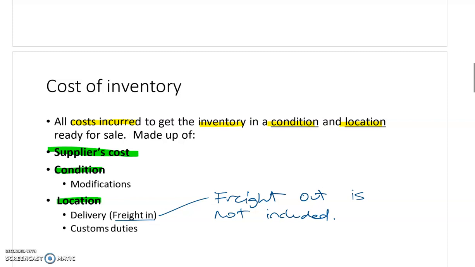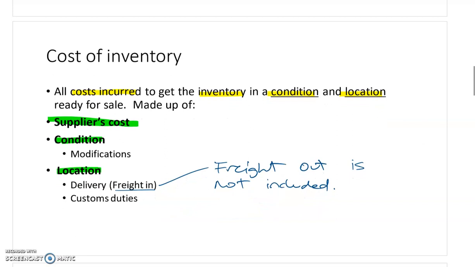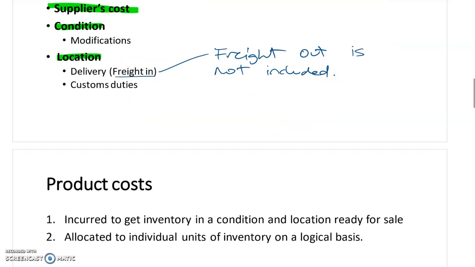Another one would be customs duties. That crops up quite regularly. So if you don't pay your customs duty, you're not going to get your inventory through customs, and there's no way you can get it in a location ready for sale. So think about costs to get the inventory in a condition and location. So that's the main starting point for this.